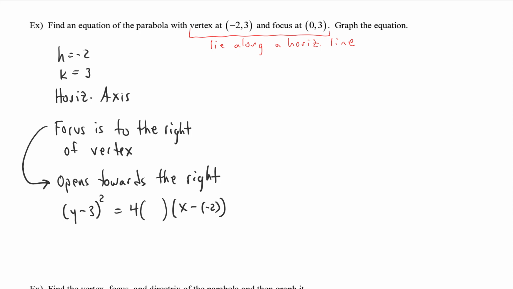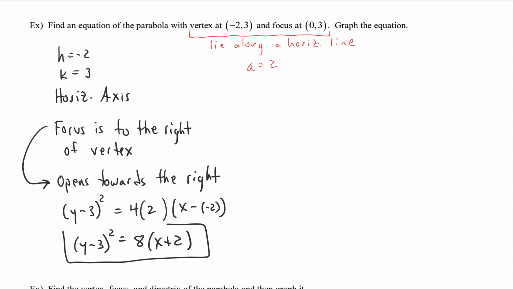Let's go get a. So negative 2, 3, and 0, 3, those are 2 units apart, so a is 2. We'll see that when we plot them or graph them if you're a little unsure of why a is 2. So a is 2 here. So we get y minus 3 squared equals 8 times x plus 2. So there is our equation, which was requested.